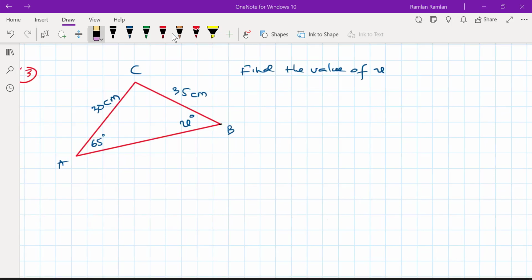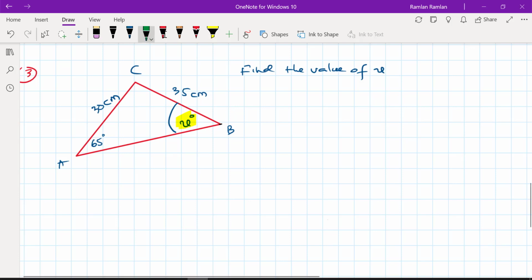Okay, for the third example, we have this triangle over here, and we want to know the value of x. This is the size of the angle. Again, the first thing we do is name all of the vertices with letters, and here we have A, B, and C.